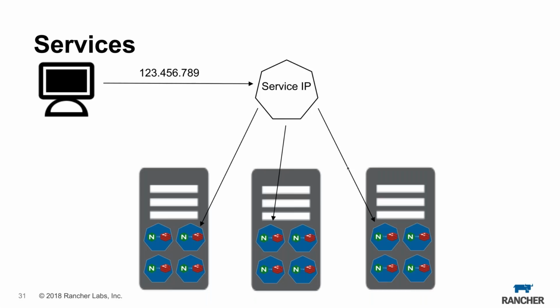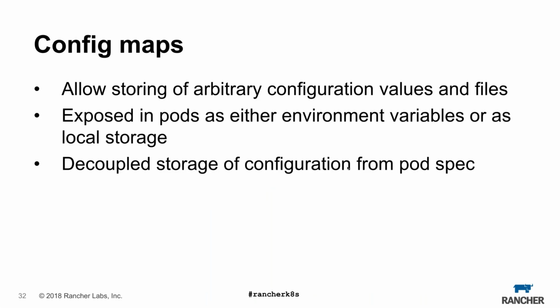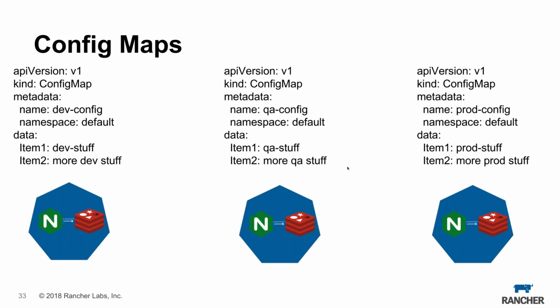So let's take a look at our config maps. A config map is just arbitrary values and files. It allows you key value pairs, and you can store different configuration for different pods, for example, different environments. So if you want a test environment, a prod environment, a dev environment, you can store those different configurations in these config maps. And then when your pods come up, they can pull that information through either a volume mount, perhaps local storage, or environment variables.